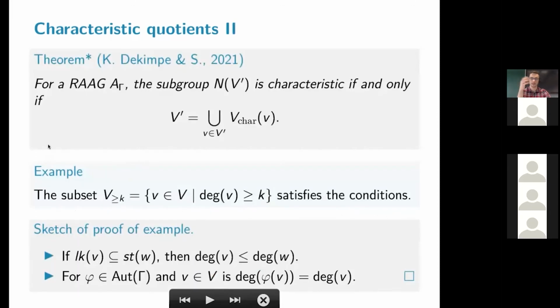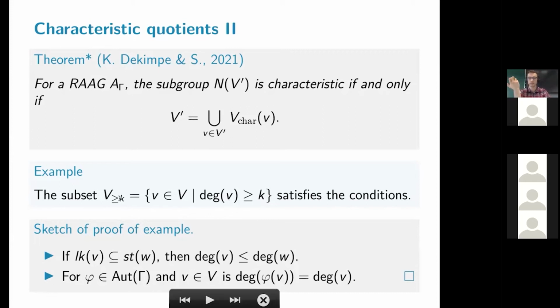And then, as I said, the name giving is intentional. I proved together with my supervisor, Karel de Kimpe, that the subgroup N of V prime, so the normal closure of V prime, is characteristic if and only if your V prime is the union of all its characteristic closures of the vertices it contains. And this gives a very easy way, to some extent, of proving if a certain subset of vertices yields a characteristic subgroup, or finding ones if you just start with a vertex.